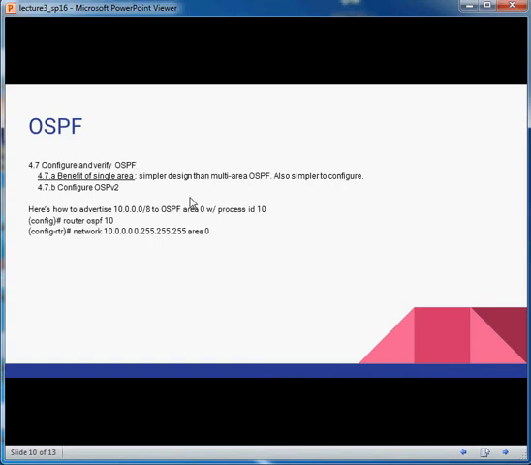In this particular case, I'm advertising the 10.0.0.0 network, which is a Class C network, on area 0. So I'm using area 0 here.